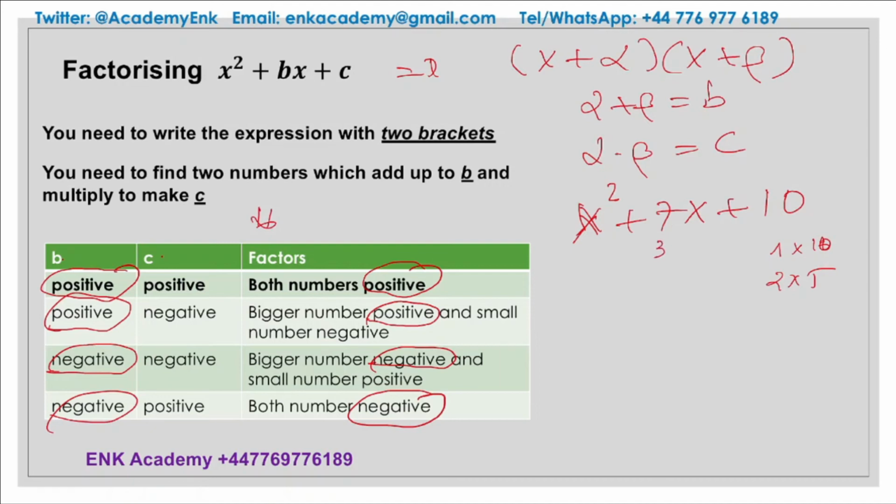We have 3 plus 4 and 2 plus 5. We see that those two numbers are satisfying our expression. So this one becomes alpha, this one beta, and we have x plus 2 times x plus 5, which is the factorized expression. As you will see, both b and c are positive, and therefore both 2 and 5 are positive.